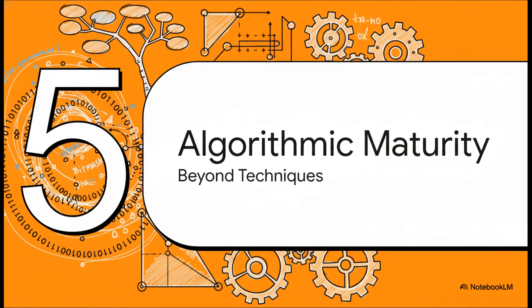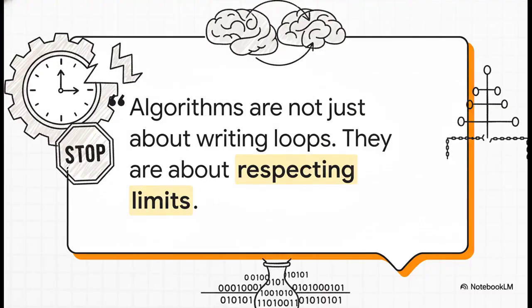This whole discussion brings us to a much deeper point, something that's really about the difference between just coding and true engineering. It's about achieving what I like to call algorithmic maturity. If there is one thing you remember from today, I want it to be this quote. Algorithms are not just about writing loops. They are about respecting limits. Knowing the boundaries, knowing what is computationally feasible and what is pure fantasy, is just as important as knowing how to write the code itself.